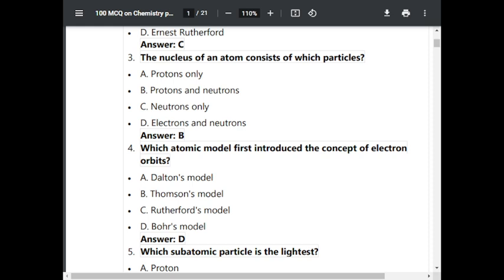Next is question number 4. Which atomic model first introduced the concept of electron orbit? Option A Dalton model, option B Thomson model, option C Rutherford model, option D Bohr's model. The correct answer is D Bohr's model. Bohr's model is the first model which introduced the concept of electron orbit.